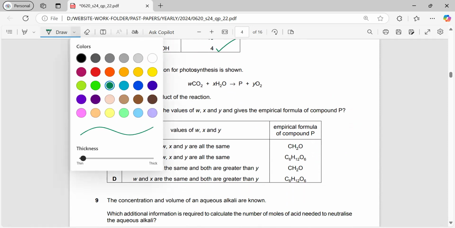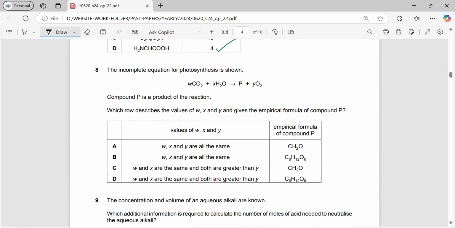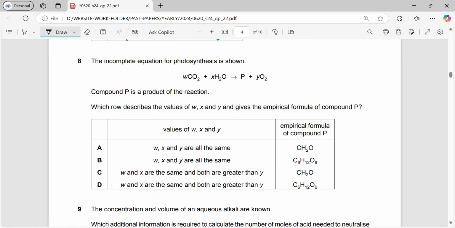The incomplete equation for photosynthesis is shown. This is an equation of photosynthesis, but it is incomplete. Compound P is a product of the reaction. We all know that in photosynthesis, the compound which is formed is glucose, C6H12O6. Which row describes the values of W, X, and Y and gives the formula of compound P?